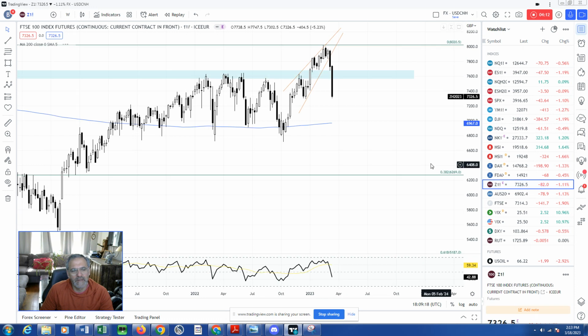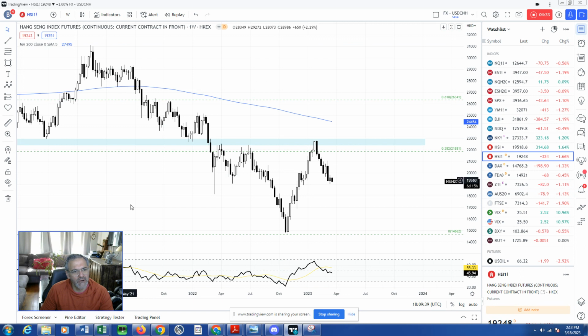Same thing with the FTSE, with the UK equities. I'm going to go over this pattern a little bit later on in this video, but this looks like an ending diagonal that has broken down. And again, this is more directional. To me, this is a better picture than U.S. equities. And finally, on global equities, Hong Kong.